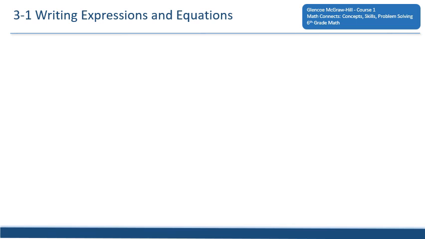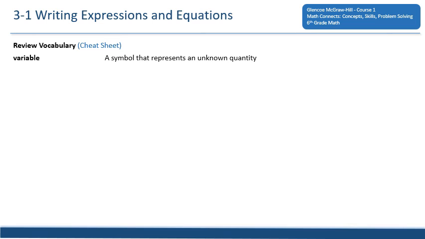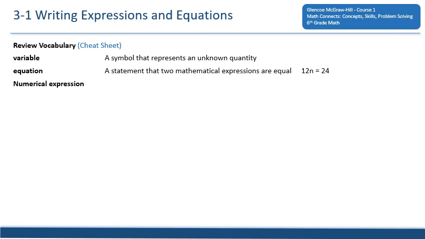We're going to review some vocabulary. A variable: a symbol that represents an unknown quantity. Equation: a statement that two mathematical expressions are equal. And that just means if 12n equals 24, it means that 12n has the same value as 24. So we would have to figure out the value of n based on this relationship between 12 and 24.